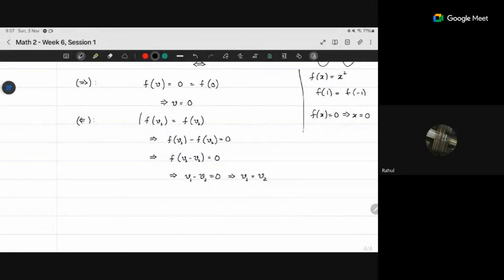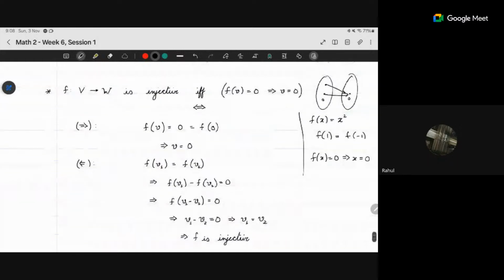So I started out with f of v1 is equal to f of v2, and ended up with v1 is equal to v2. So this is exactly injective. In other words, f is injective. So even if you don't follow all of the steps of the mathematical proof, what you need to know is, in order to check if a linear transformation is injective, all you need to see is what are the pre-images of 0. What are the elements in your V which are mapped to 0? If that is only 0, then you're done.